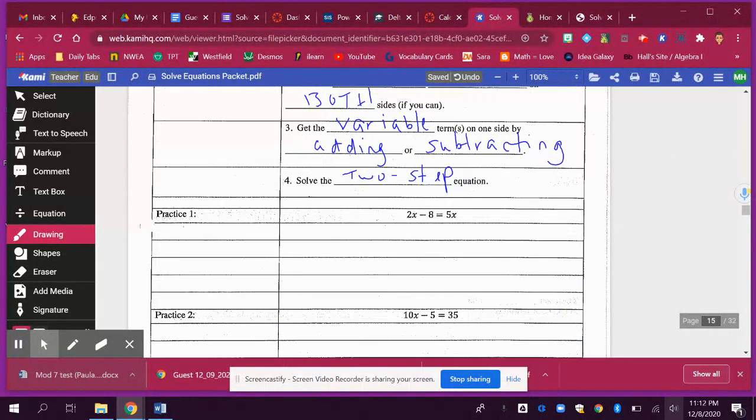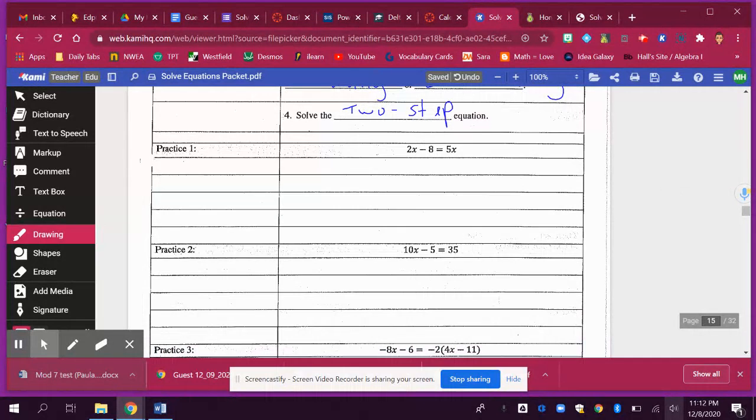All right, practice number 1. We have variables on both sides. We're looking for distributive property. We don't have it. We look for like terms on either side. We don't have it. So now we need to get variable terms on one side. I notice this side has a variable term, and this side has a variable term and a constant term. So because this already has a constant term, I'm going to get rid of this variable term over here by subtracting it, because 2x minus 2x gives me 0.